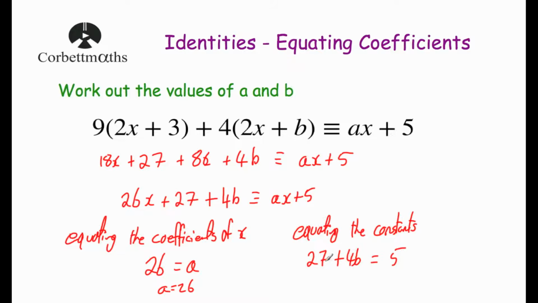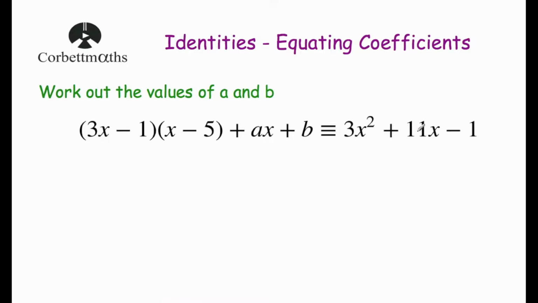So let's solve this equation. Let's subtract 27 from both sides. So we would get 4b is equal to minus 22. And dividing by 4 would give you that b equals minus 5.5. And that's it. We've found our values of a and b by equating the coefficients. Okay, let's have a look at our next question.